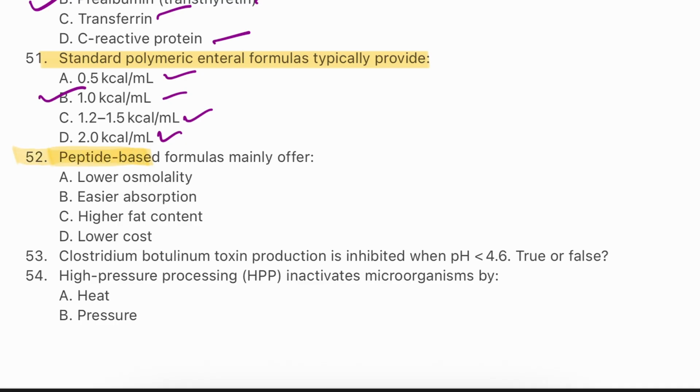Question number 52. Peptide-based formulas mainly offer lower osmolality, easier absorption, higher fat content, lower cost. The answer is B. Easier absorption. Peptide-based formulas have hydrolyzed proteins for better absorption.